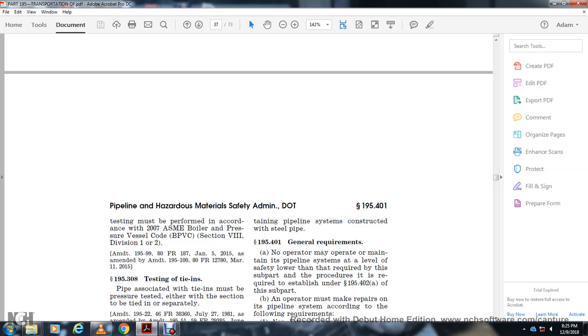195.308 Testing of tie-ins. Pipe associated with tie-ins must be pressure tested, either as a pre-tested section to be tied in or separately.